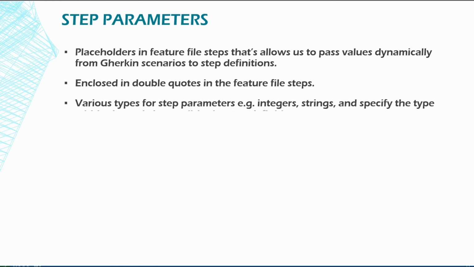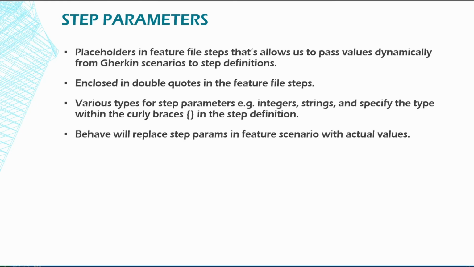You can use various types of step parameters such as integers, floats, strings, and more by specifying the type within the curly braces in the step definitions. Behave will replace the step parameters in the feature scenarios with actual values, and these values are passed as arguments to our step definitions. The expressions defined in our step definitions are used to match and extract these values. So let's go ahead and see with an example what I am talking about here.